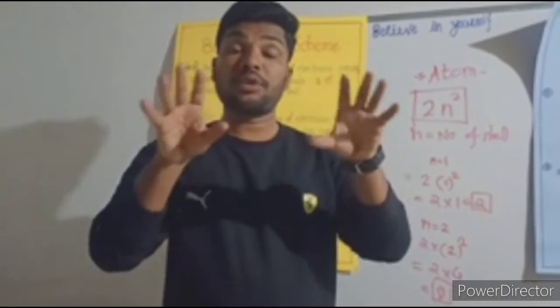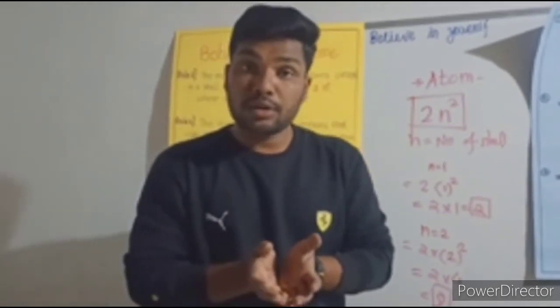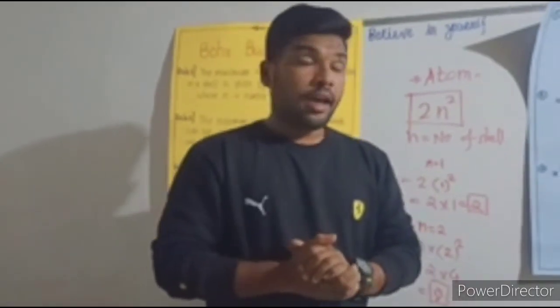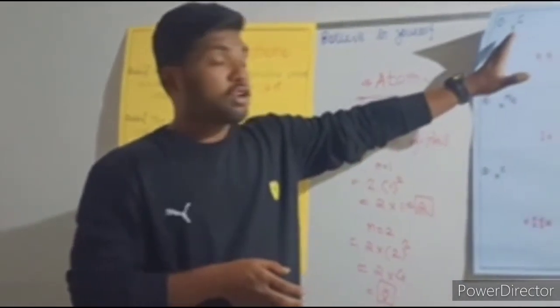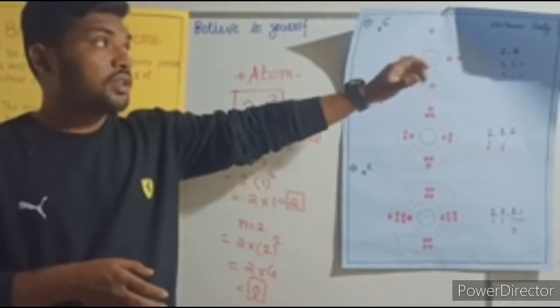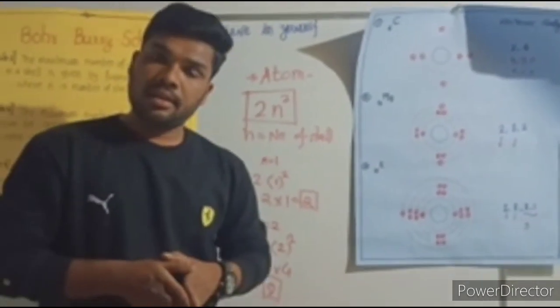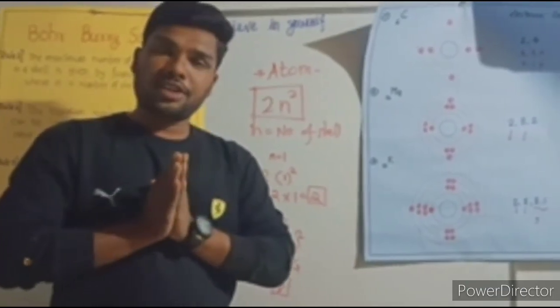Electrons are distributed in the cells according to the laws of Bohr and Bury. According to the atomic number, we can find out the electronic configuration and show the electrons in each cell. So this is enough for today's lecture.